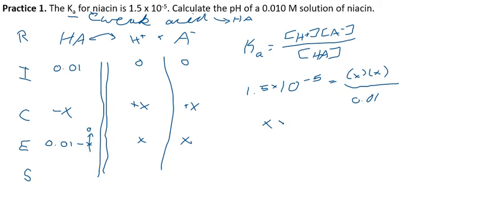I solve this and I get that X is equal to 3.87 times 10 to the negative 4. Going to fill out the solutions row. Abbreviating 10 to the as E just to conserve space.